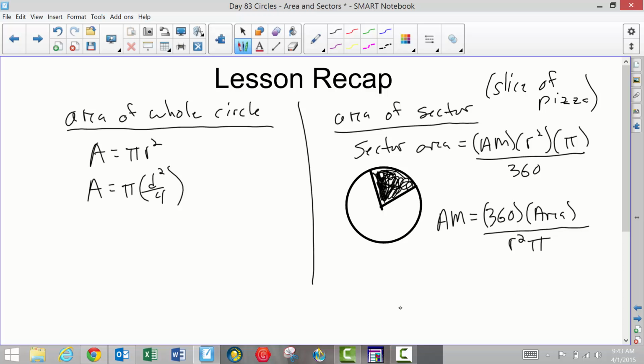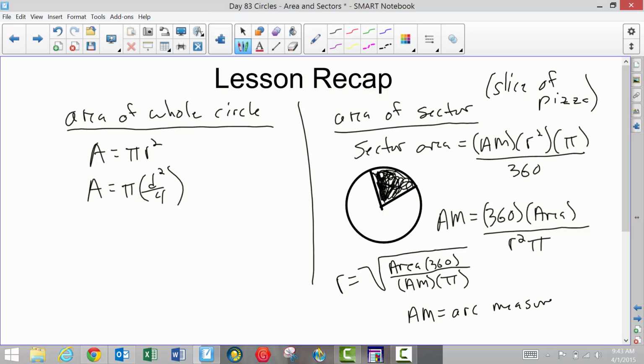So if you want your arc measure, again, AM is arc measure, it's 360 times your area divided by r squared pi. Or if you want your radius, it's going to equal the square root of area times 360 all over your arc measure times pi. And remember the arc measure is the same as your central angle.